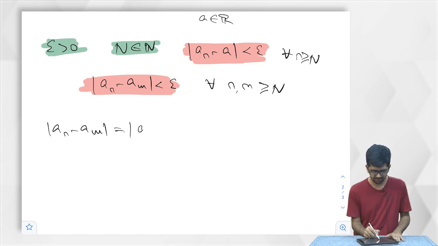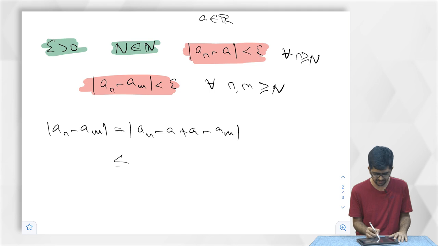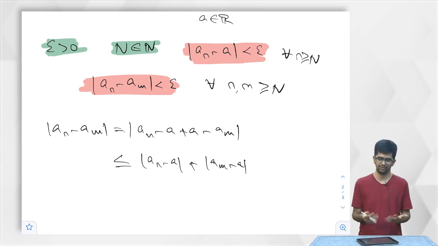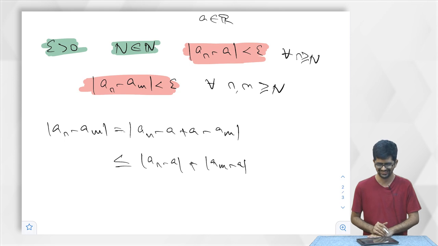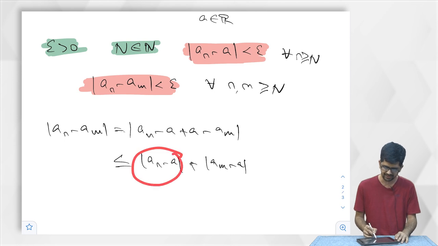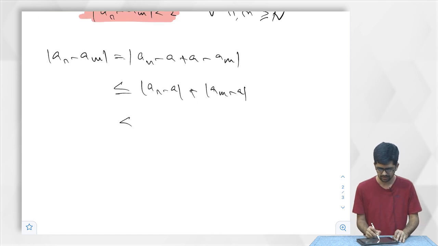Instead of a_n minus a_m, we will consider a_n minus a plus a minus a_m. I am just adding a and subtracting. Now, what is this? This is less than or equal to |a_n - a| plus |a - a_m|. Modulus of a plus b is less than or equal to mod a plus mod b. This you already know. If you do not know, try to prove it at least once in these 5 years. And now I know what this is. This is less than epsilon, this is also less than epsilon. So, this is less than epsilon plus epsilon, that is equal to 2 epsilon.